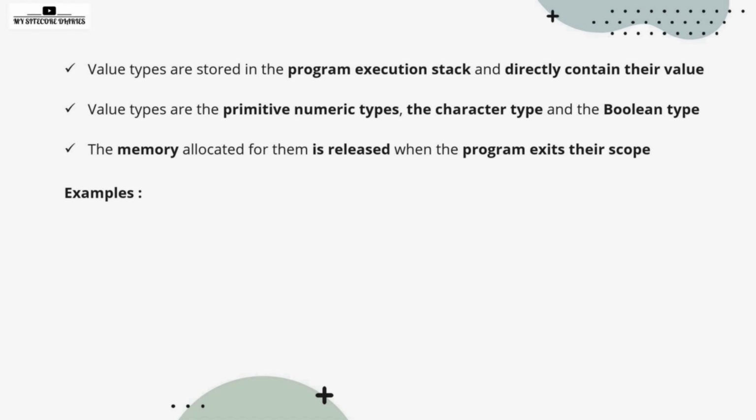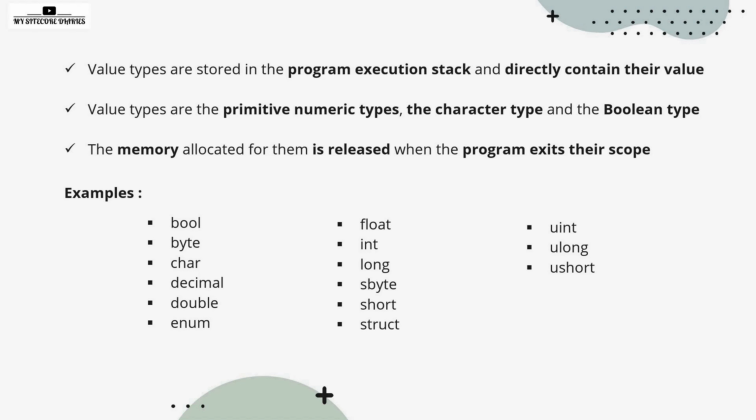These are a few examples of value types. So basically remember that primitive numeric types, character types, and boolean types are all value types, okay, and their values are directly stored in the memory.